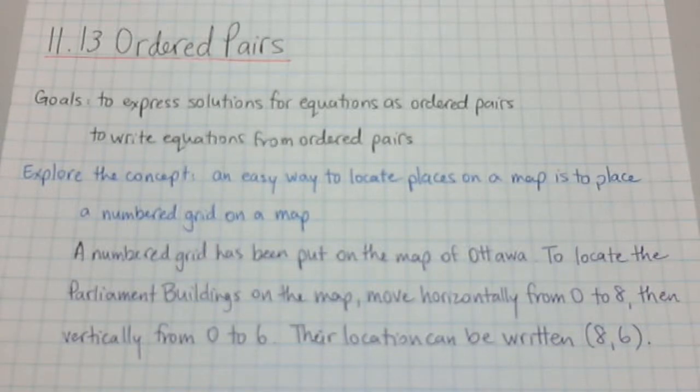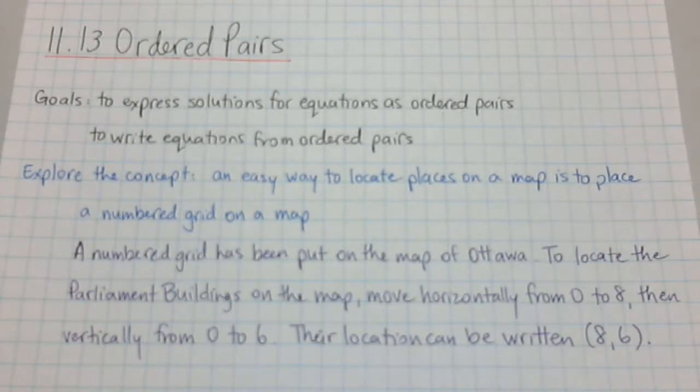And today we're going to move on in the textbook to 11.13, which focuses on something called ordered pairs. We've been looking over the past couple of days at things like tables of values, and in tables of values we end up with two columns of numbers, an X column and then a Y column. And today what we're going to do is take those different values and start plotting them onto a grid. And so our goals for today are to express solutions for equations as ordered pairs, and then to write equations from these ordered pairs.